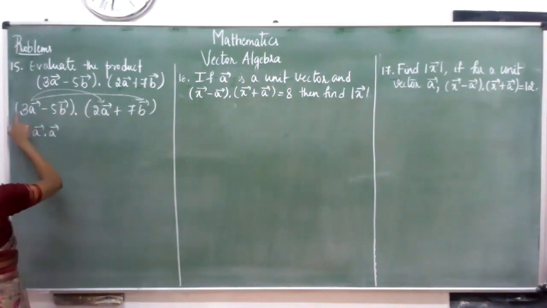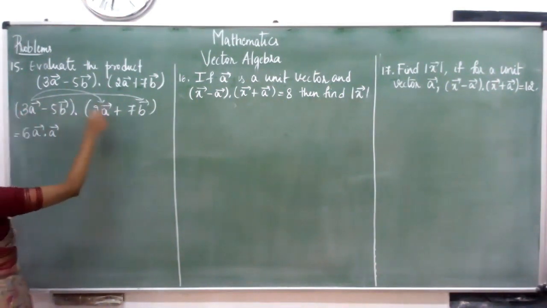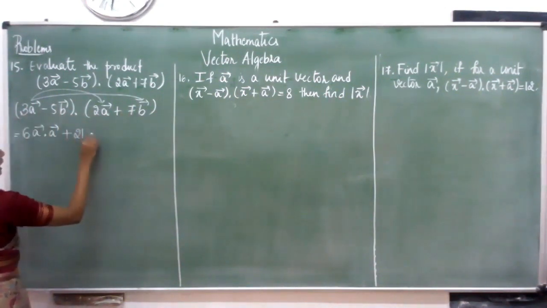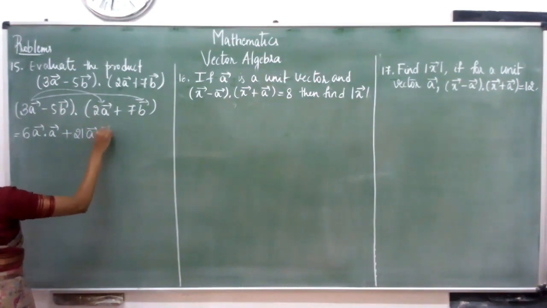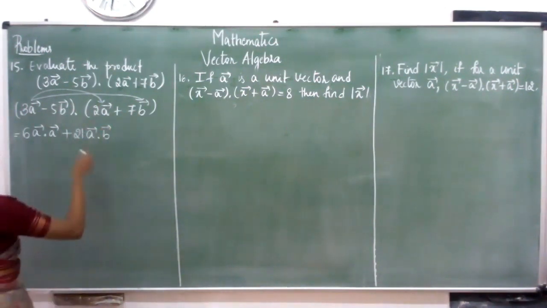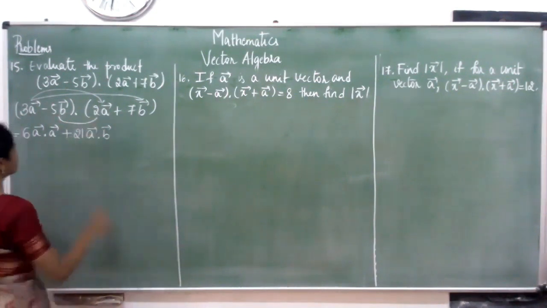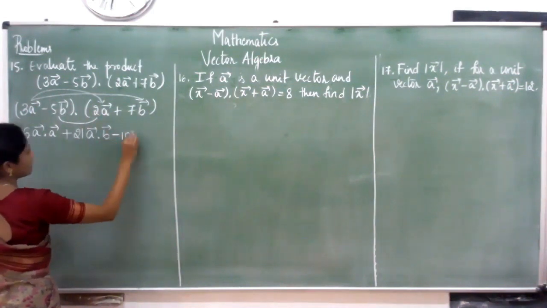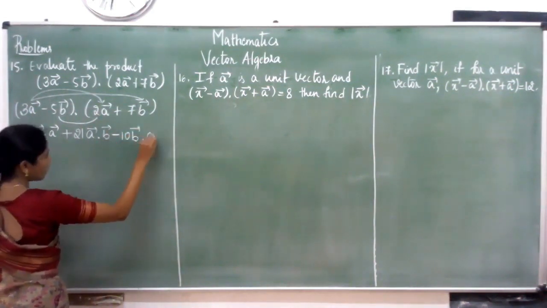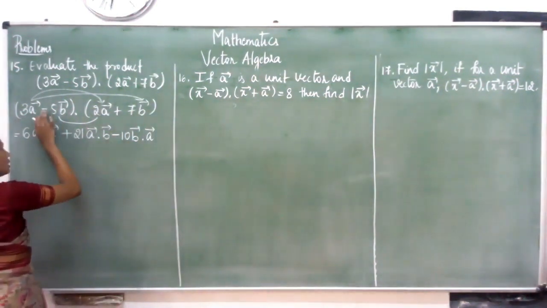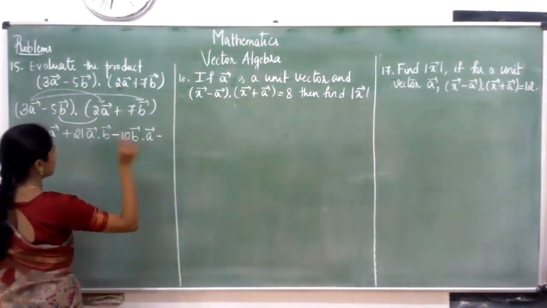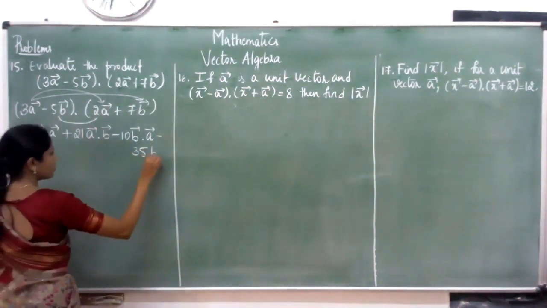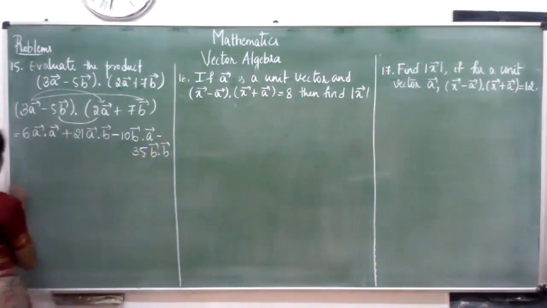So first, let us multiply the sign here: plus into plus is plus, then 3 into 7 is 21, then the dot product between the vectors, vector A and vector B. Next, coming to the second term, minus into plus is minus, 5 into 2 is 10, then we have vector B dot vector A. Next, the final one: minus into plus is minus, 7 into 5 is 35. Then you have vector B dot vector B.